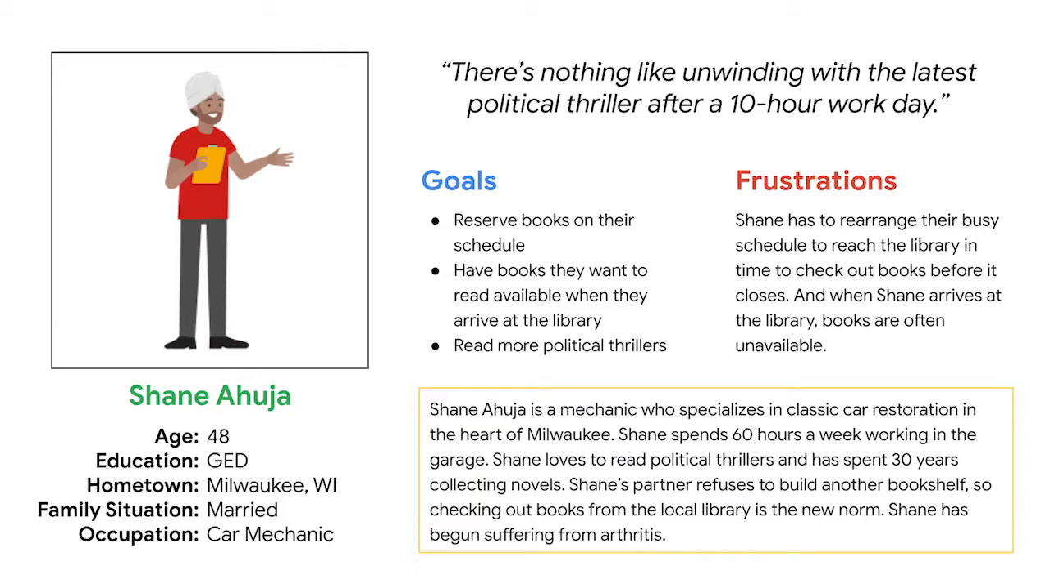Shane works 60-hour weeks and finds it hard to reach the library before it closes at 5 p.m. They rely on the library as a source for new books. Shane, unfortunately, has recently begun experiencing symptoms of arthritis. Now that I've covered Shane's background info, I can focus on their needs as a library user. I'll note that Shane's goals are to be able to reserve books on their schedule, to have books that they want to read available when they arrive at the library, and to read more political thrillers.